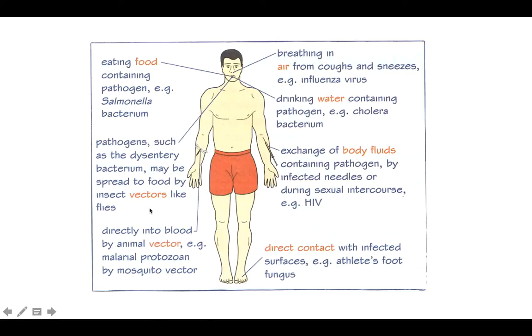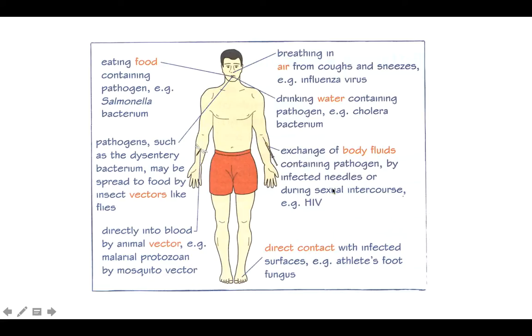Now, pathogens can get into your body by being injected directly into your blood. So as I just said, the malarial protozoan by mosquito vector. So the mosquito is the vector. The malarial protozoan is the pathogen that gets delivered by the vector. We can breathe in certain pathogens through the air, through our nose and through our mouth, and that's how we get things like colds from coughs and sneezes. We can drink water that contains pathogens, such as the cholera bacteria.